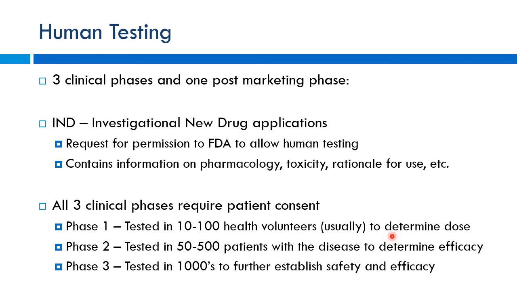In phase 2, once they pass phase 1, they will have 50 to maybe 500 patients that actually have the disease, and they're going to determine how efficacious it's going to be. So I'll see how well their blood pressure actually responds to that. And then finally, in phase 3, they're going to be testing maybe thousands of people to see safety and efficacy.